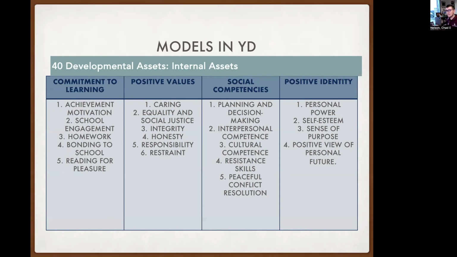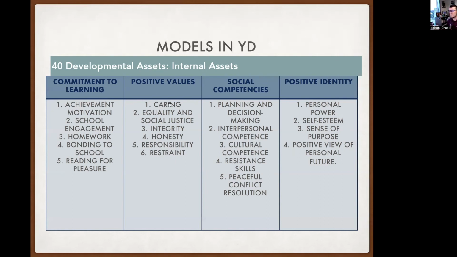It's not that they have to exactly know what they're doing, but for them to think about, oh, I can do these things. Oh, I can see myself being a doctor. I can see myself being a carpenter. All these types of things are important. Social competencies: planning, decision-making, interpersonal competence, cultural competence, resistance skills. And these are some of the skills that we can implement into our programs.